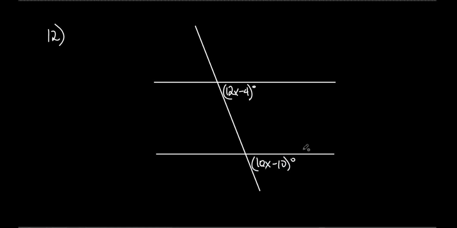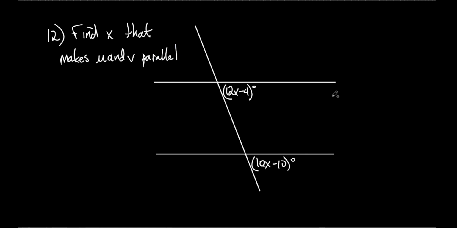All right, here's what the problem says. It says, find the value of x. I'm just going to say find x that makes the lines parallel. They call it lines U and V. So U and V parallel. All right, this is line U. That's my lowercase u, and that's just a regular lowercase v.